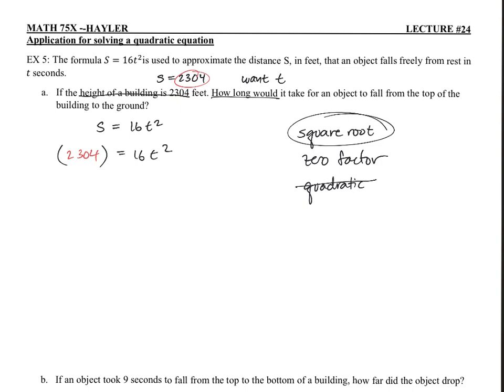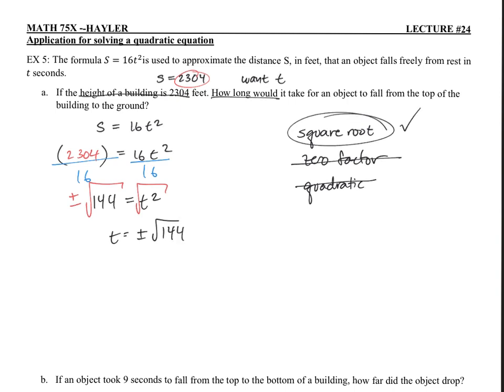Could I use the square root property on this one? I can, because I just have my variable squared. So let's get the variable by itself first. Let's divide both sides by 16, and we get 144. Let me change color on that. Now let's square root both sides, and remember to add that plus or minus. Then we get t equals plus or minus the square root of 144.